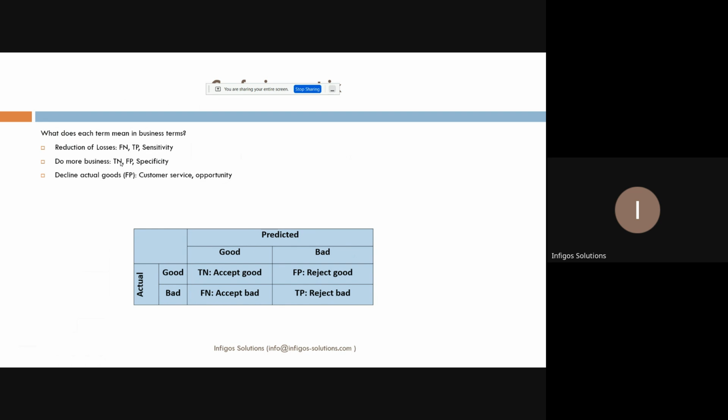If you want to do more business, you want to maximize the true negative and specificity. But if somebody is a good customer, and you classify him as a bad customer, it's like a false positive. So you want to avoid that kind of situation because it creates customer service issues and you miss out on a lot of opportunity. Any question?